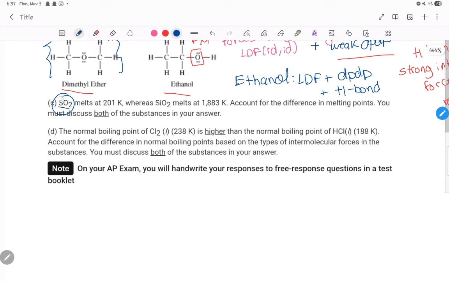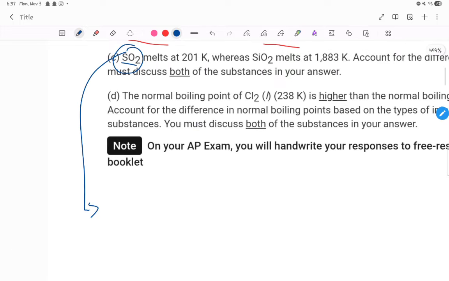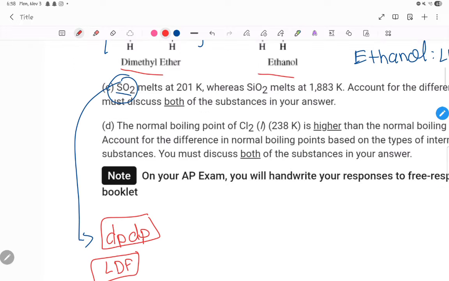So SO2, what are the forces that we find in SO2? If you were to draw its structure, it would be an asymmetrical molecule, so that means it's definitely polar. If it's polar, it's going to have the permanent dipole, and including that, everything has the LDF forces. Even though it has oxygen, it does not form a hydrogen bond because there's no hydrogen. If there was a hydrogen, we would state hydrogen bond, but there's no hydrogen, so we don't state hydrogen bond.